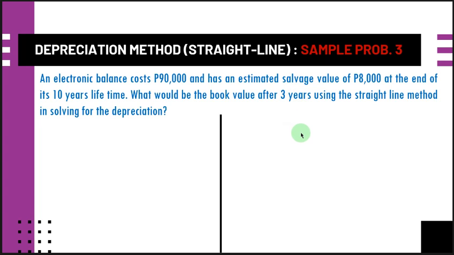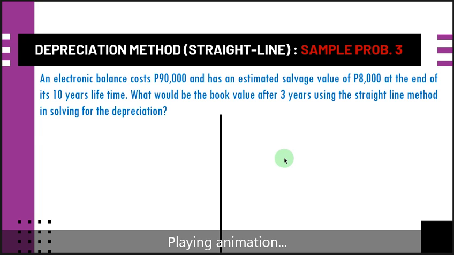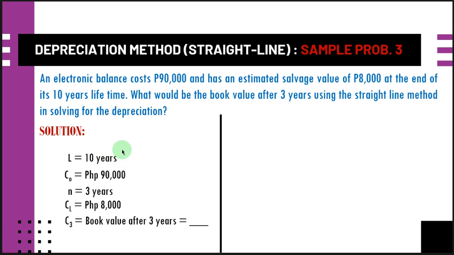As our approach for this problem, we have these given parameters. L is 10 years, C sub O is just 90,000 pesos, which is the original cost. N is 3 years here. C sub L, the scrap or salvage value, is simply equal to 8,000, and our C sub 3, which is our book value after 3 years, is our unknown.